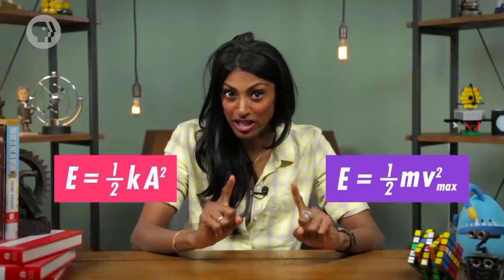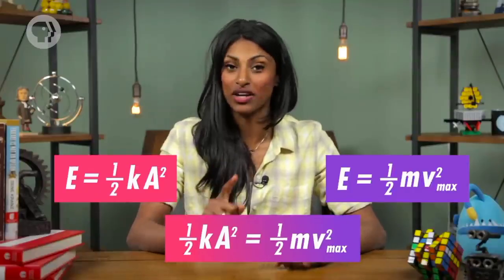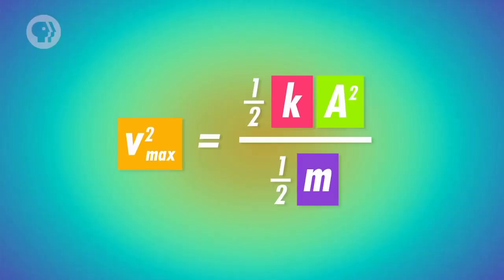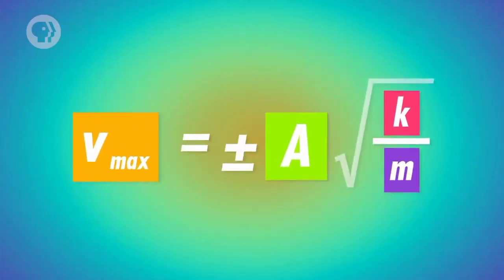Now we have 2 equations for the total energy in this oscillating spring, which we can combine into one equation. And if we use algebra to move around its variables, we can start to answer the second question we had about the ball. We wanted to know the ball's maximum velocity, and this equation tells us that it's equal to the amplitude times the square root of the spring constant divided by its mass. So we've answered our two questions about the ball on the spring. We know about its energy and we have an equation for its maximum velocity.